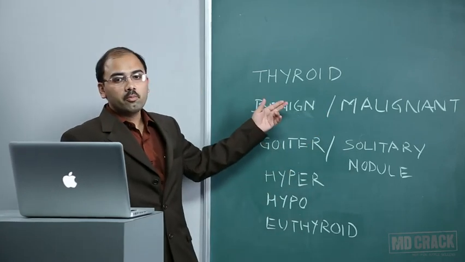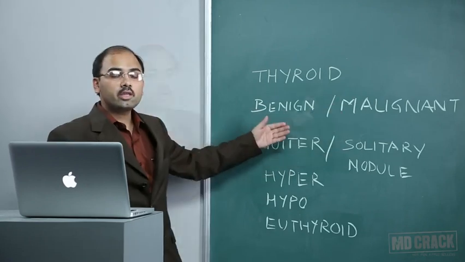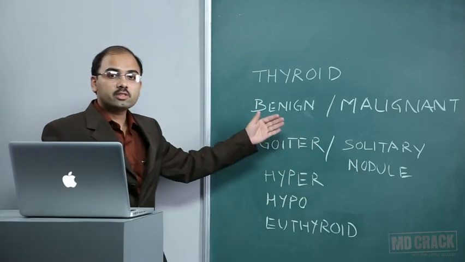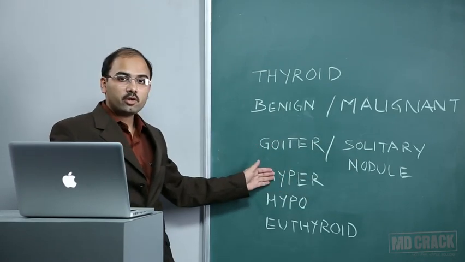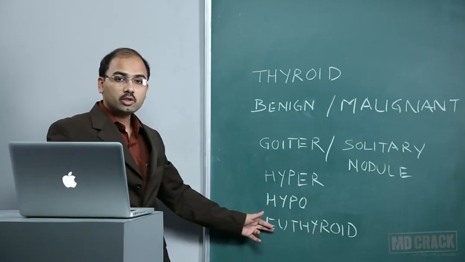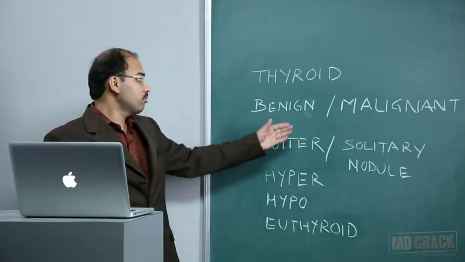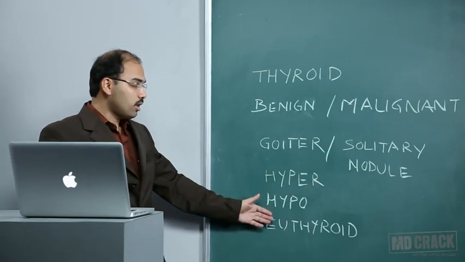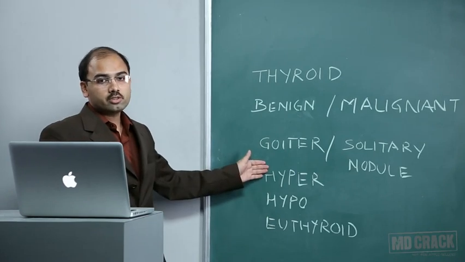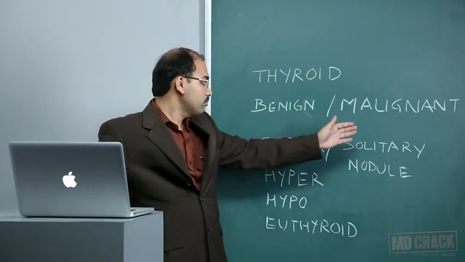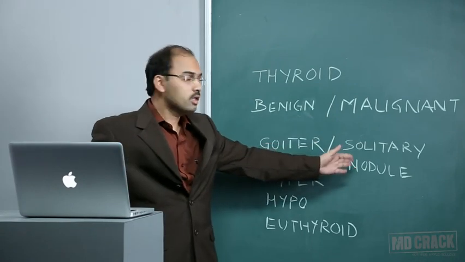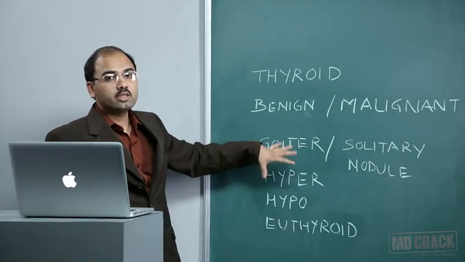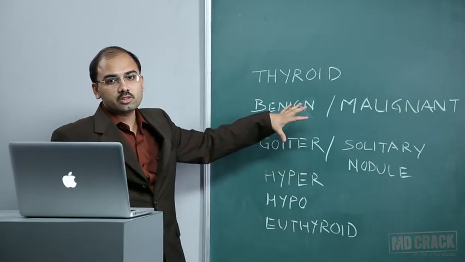So we can have benign and malignant. We can have the same thing presenting as goiter or solitary thyroid nodule, or we can have the same combination for hyperthyroidism, hypothyroidism and euthyroid patients. Anything which is benign can produce a solitary nodule or can lead to euthyroid or hyperthyroid status. Anything which is malignant can present as a solitary thyroid nodule, or can lead to euthyroid status. So it is a combination of all three things that we are going to discuss now.